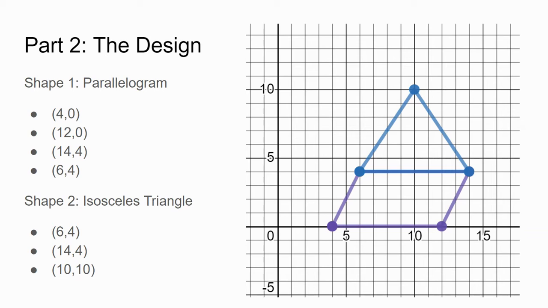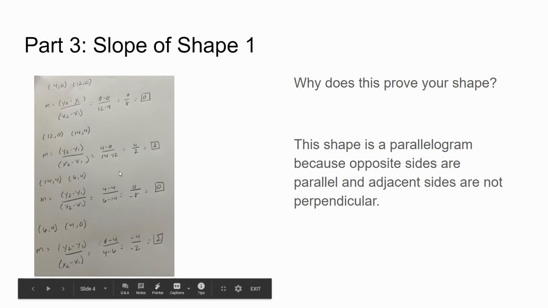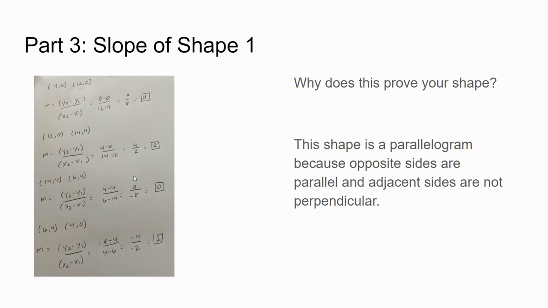So this is my design from Desmos. Here's my coordinates and what my two shapes are. And then we had to prove slope. So here's me proving the slope of my parallelogram. Here's the work that you guys did on Monday. And then here is your description of how this work proves that my shape was a parallelogram.